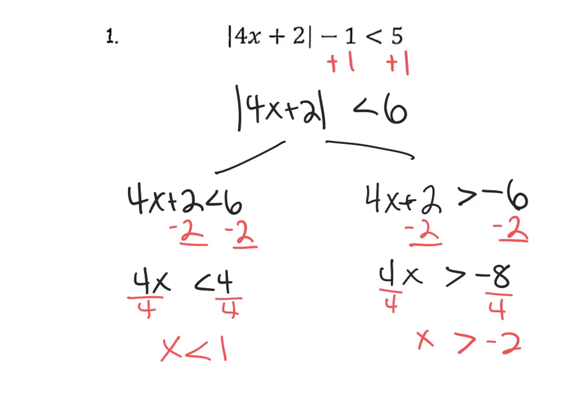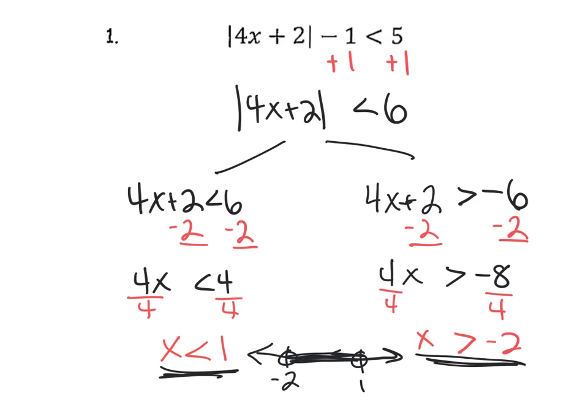So this means my solutions are any number less than 1, like 0, -1, -2, and then any number greater than -2. I know there's no room for graphing, but honestly, it would look like this: less than 1 and greater than -2. So my solutions are all going to be in this range right here. All right, awesome.